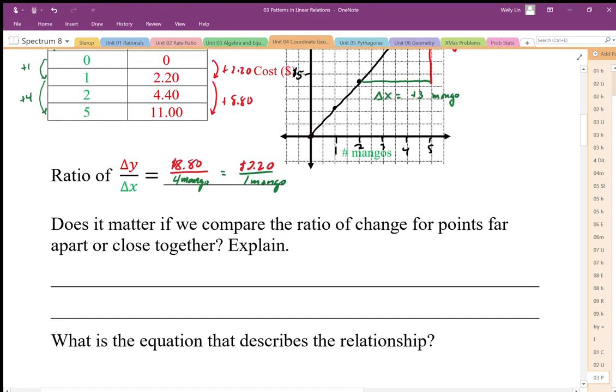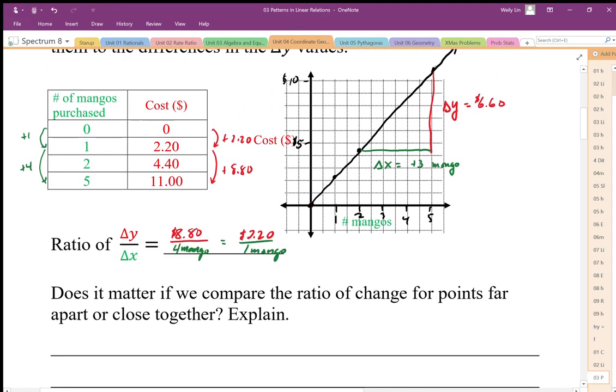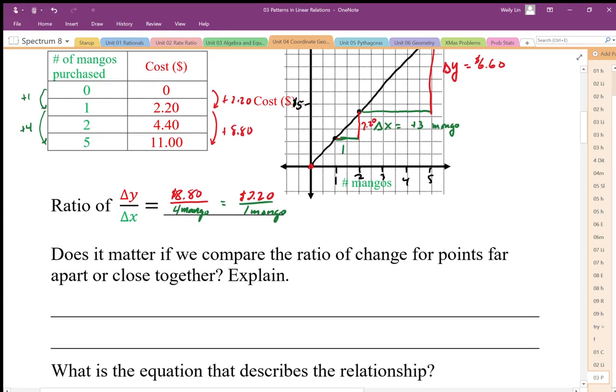So does it matter if I compare these points far apart or if I compare the points that are closer together? These ones here. The ratio of change is still the same. So here is going to be 1 to 2.2. And that ratio of change, although the actual changes are different, the ratio of change stays the same. So does it matter if we compare ratio of change points far apart or close together? No. The simple answer to that is no.